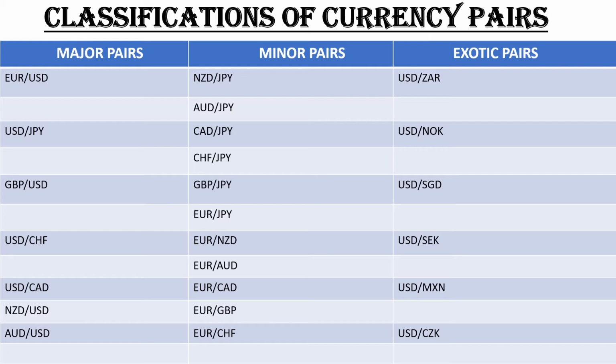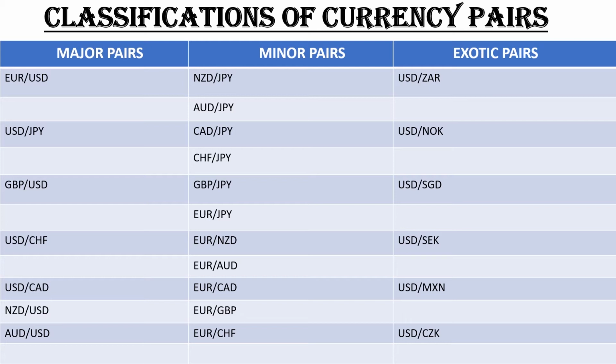The exotic pairs, we have US dollar, South African rand or ZAR, US dollar, Norwegian krone, US dollar, Singaporean dollar, US dollar, Swedish krona, US dollar, Mexican peso, US dollar, Czech koruna. So looking at the exotic pairs closely, you could see that each consists of one major or important currency, together with an emerging or developing economy currency.